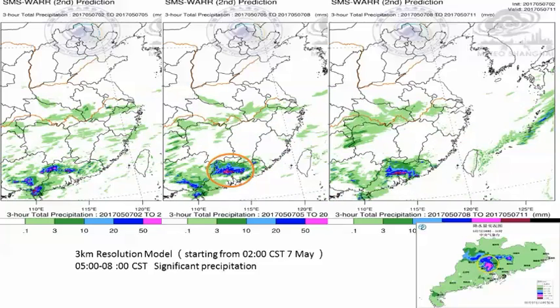These are also from the 3-kilometer resolution model in Shanghai, but started from 2 o'clock CST, May 7. The left image is 3 hours precipitation from 2 to 5 o'clock. The middle image is 3 hours precipitation from 5 to 8. The right is 3 hours precipitation from 8 to 11. The model forecast indicates that there was significant precipitation in the 5 to 8 period. So the forecasts from the two starting times were very different. Which one was accurate?